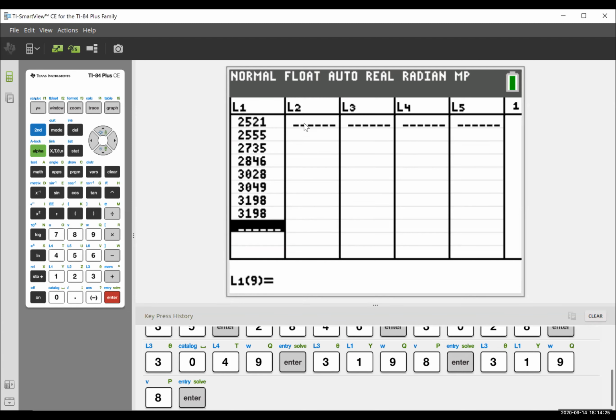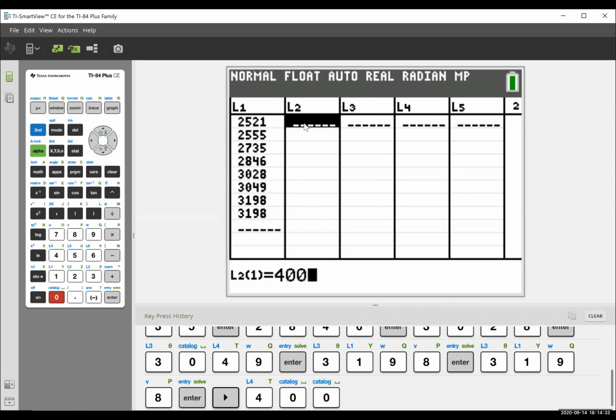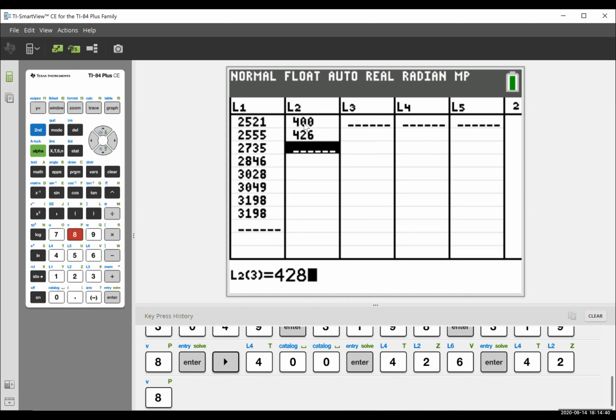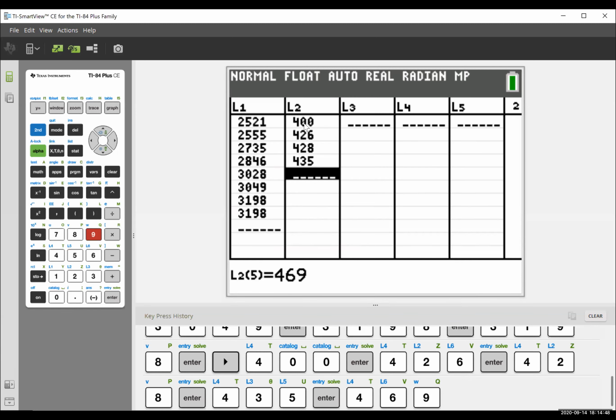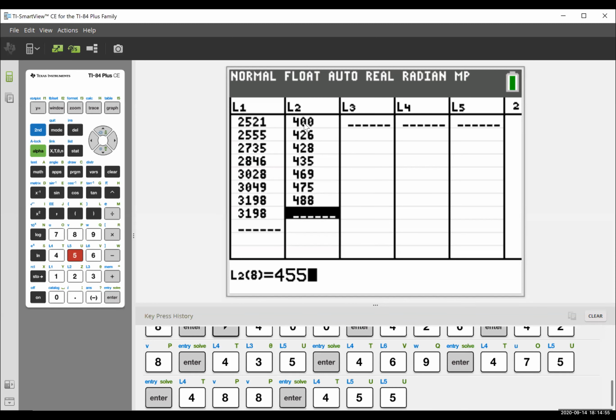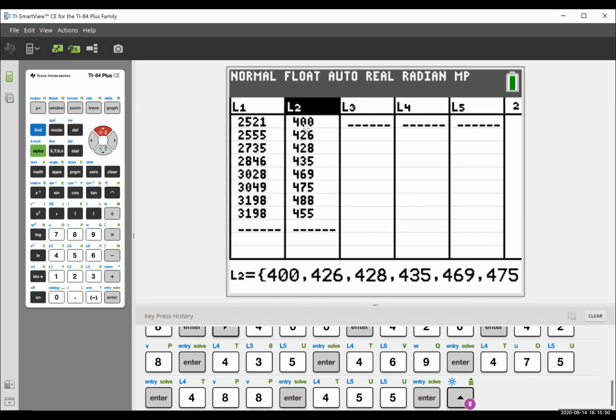And in thousands of dollars, the selling price. So the first one is 400, then 426, 428, 435, 469, 475, 488, and 455. So they're always in pairs.